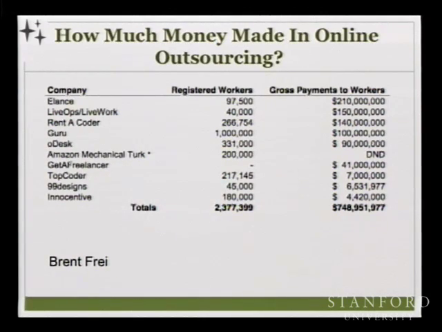is a growing industry. This guy, Brent Frei, did a recent analysis of it. And it looks like close to $1 billion last year was spent at least through these online workforces that he identified. Big ones that you might have heard of, like Elance, is a place where a lot of people go to get websites made. Odesk is actually a faster growing version of that.